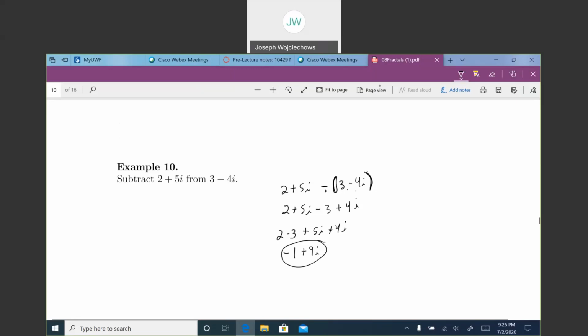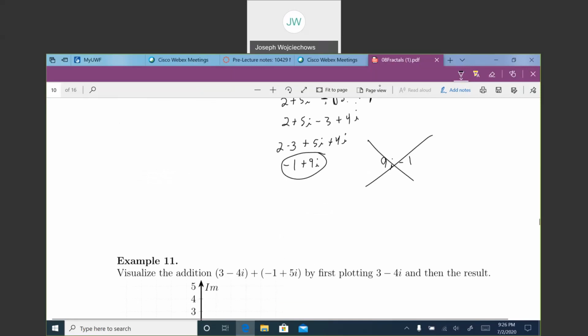Now, this is the correct format. Do not write this as 9i minus 1. This is not correct. The real number or real part of the number comes first, then the imaginary part.